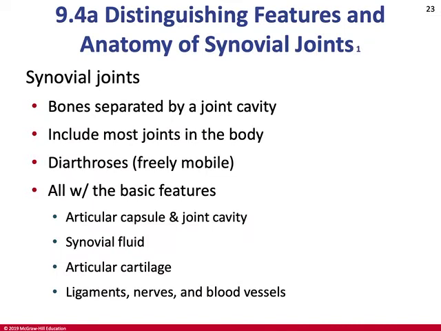A synovial joint is a more complex structure. The bones are separated by a joint cavity. This includes most of the joints in the body. These are diarthrotic joints, so they're freely movable. They all have an articular capsule and a joint cavity filled with synovial fluid, which is produced by cells that line the joint capsule called synoviocytes. Articular cartilage, which is hyaline cartilage at the ends of the bones, pads and protects the ends of the bones. And then we usually also find ligaments, nerves, and blood vessels running through the joint.